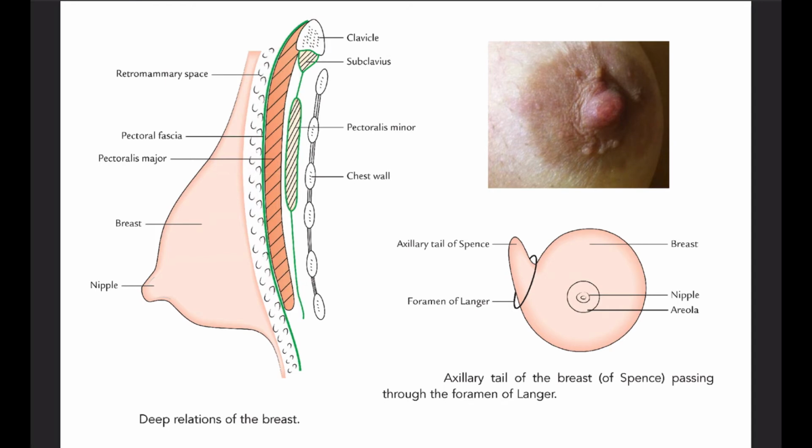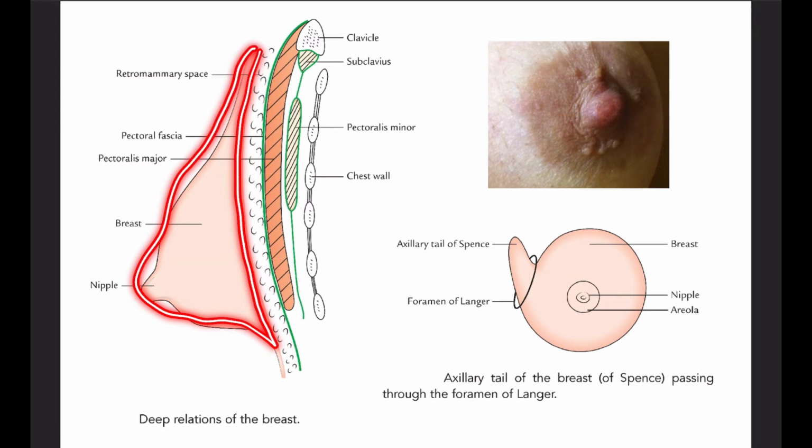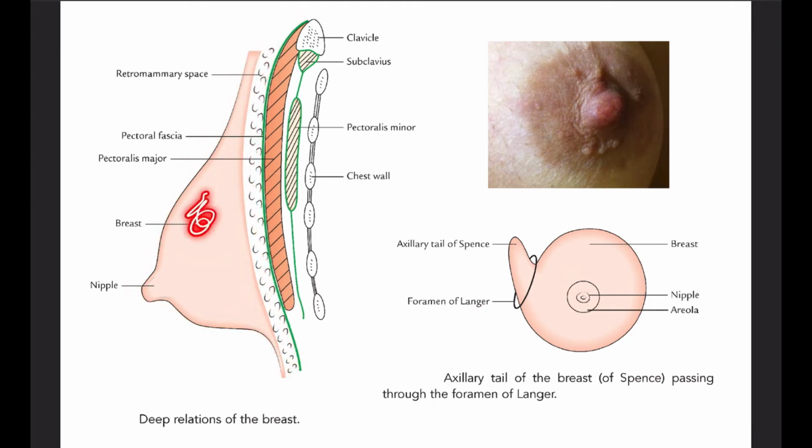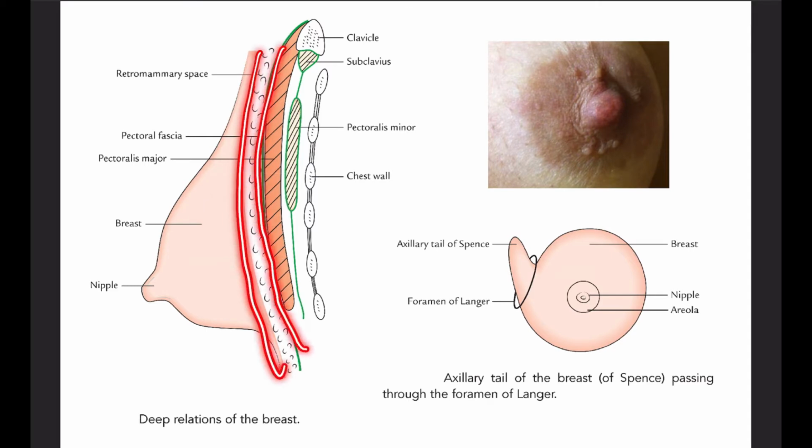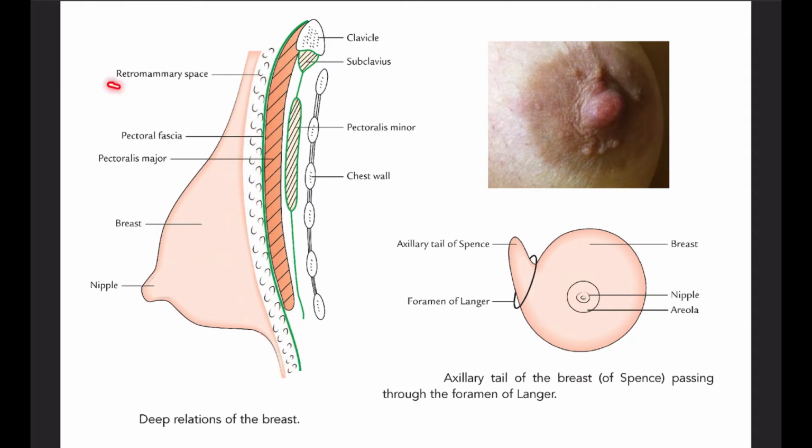So the breast is separated from the pectoral fascia by a space which is filled with loose areolar tissue. It is known as retromammary space. Again, the breast is separated from the pectoral fascia, that is the deep fascia, by a space filled with loose areolar tissue. This space is known as retromammary space.